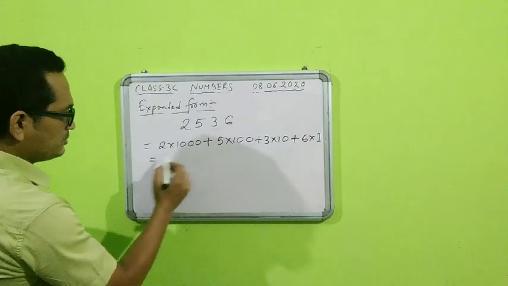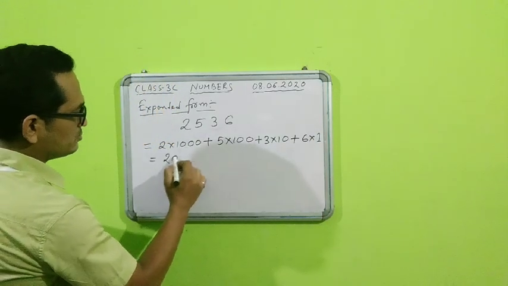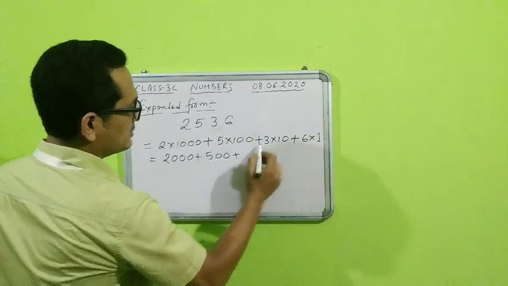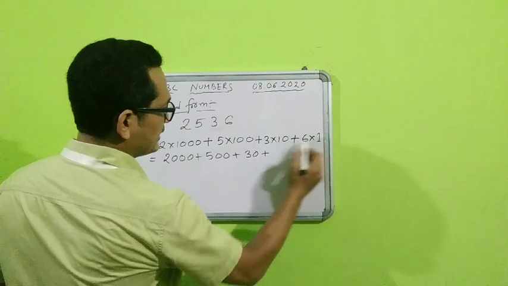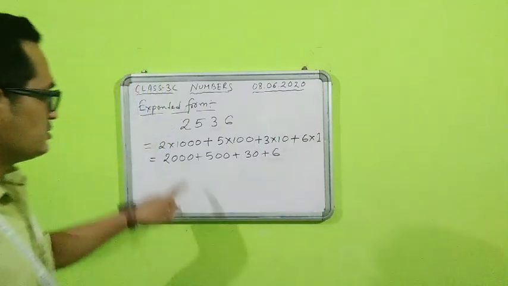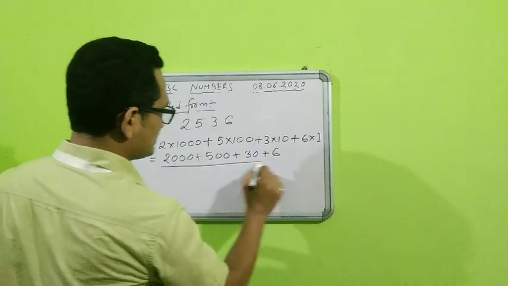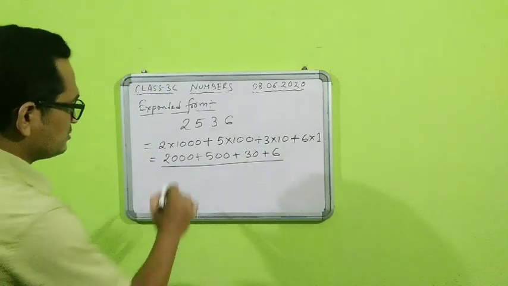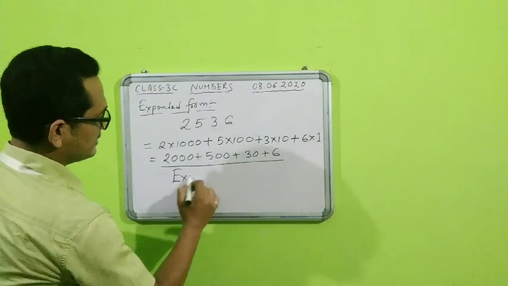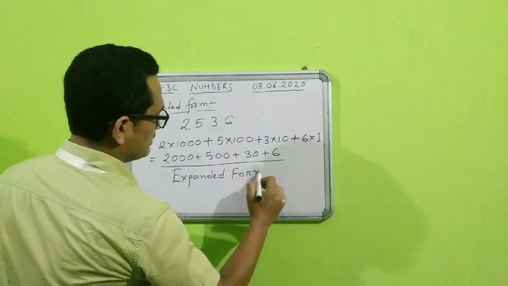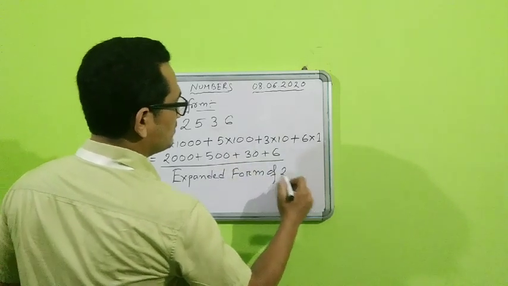So what is the number we are getting? 2 into 1000 will be 2000. 5 into 100 will be 500. 3 into 10 will be 30. And 6 into 1 will be 6. So students, the last line we got is known as the expanded form of the number 2536.